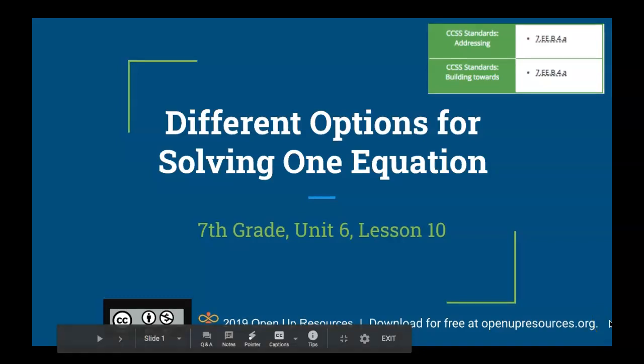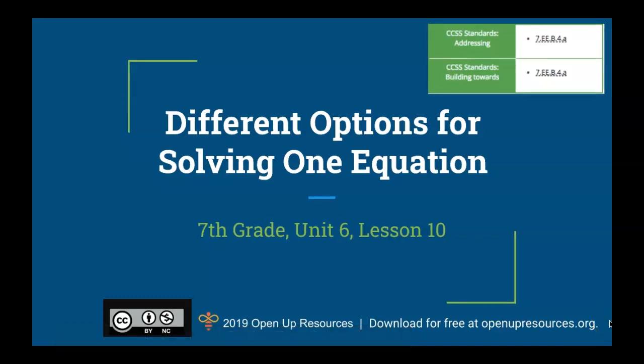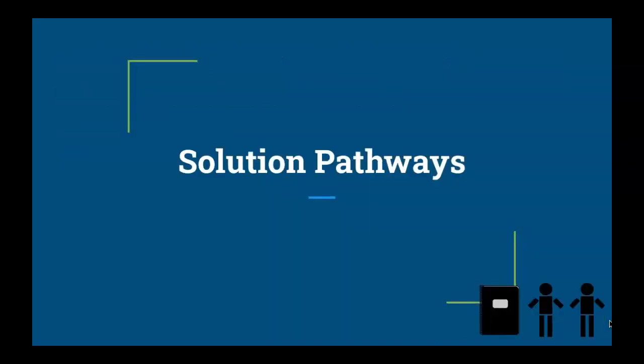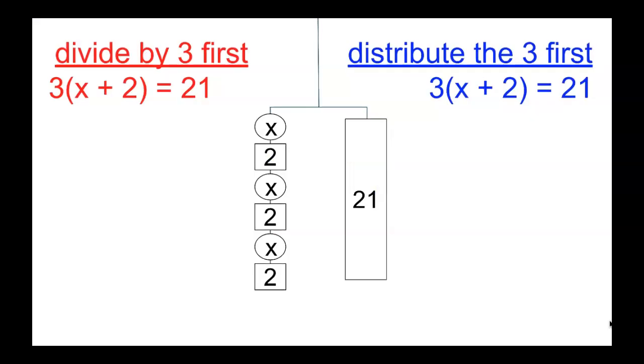All right, in this video, we're going to focus on different options for solving one equation. Let's think about which way is easier when we solve equations with parentheses. So we're going to look at two different solution pathways. We have this equation represented by this hanger diagram here: three groups of x plus 2, or 3 times the quantity x plus 2 equals 21. So we could either solve this by dividing by 3 first, or we could distribute the 3 first.